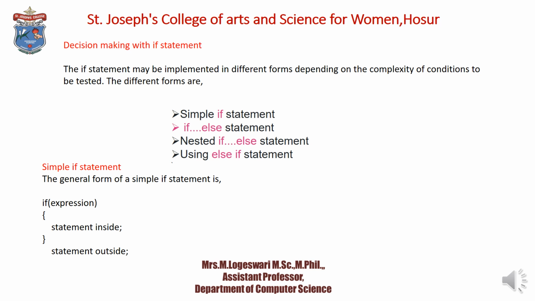We are going to see the if statement. The if statement has different types: simple if, if else, nested if else, and else if ladder. The simple if syntax is: if (expression) { statements inside }, and statements outside. What does that mean? if is a keyword and then you give the condition. The condition gives one value, either true or false. If the condition is true, control moves to the inside of the statement. If the condition is false, it moves to the outside of the statement.